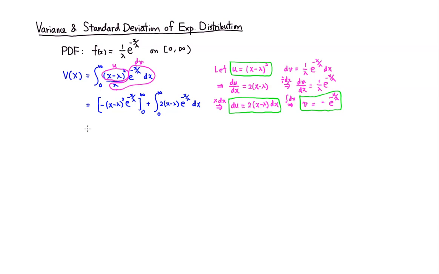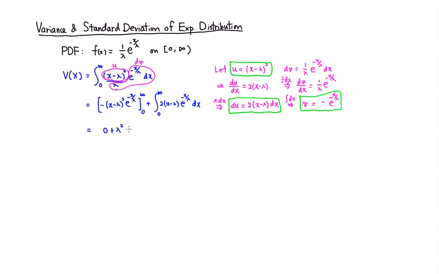Same as last time, as x goes to infinity, you have to use L'Hopital's rule, in this case twice because of the square, but it still approaches 0. So it's 0 minus, and if you plug in 0, there's a negative sign so it becomes a plus sign. Plugging in 0, you get negative lambda squared, so it becomes lambda squared, and e to the 0 is 1, so you just get that.